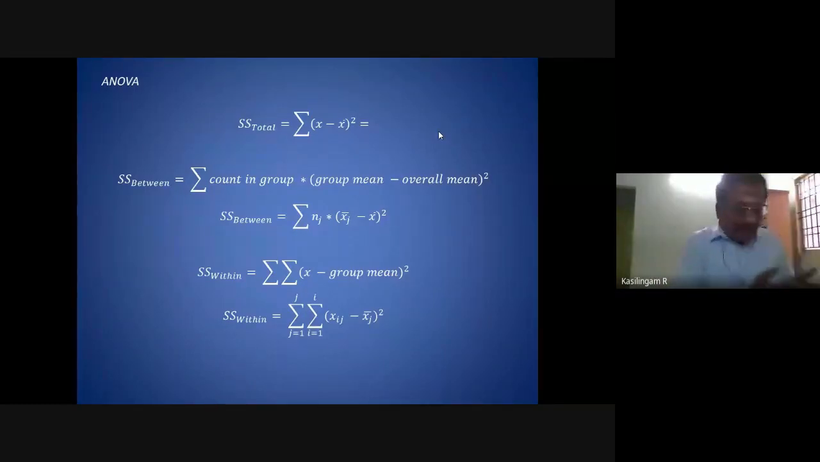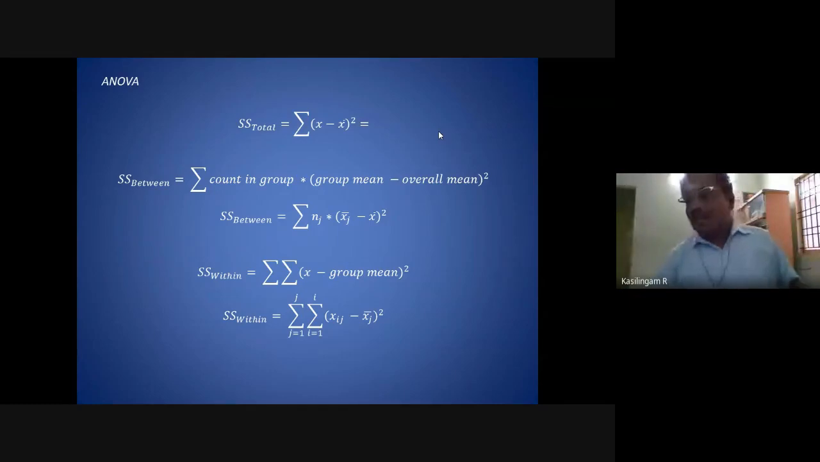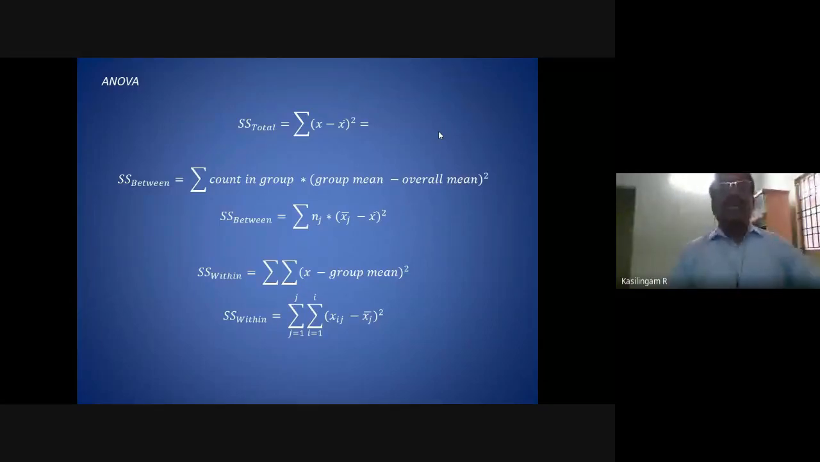So mean of that group minus overall mean squared into number of people in that group, plus next group, mean of that group minus overall mean squared into number of people. That is why we have put the sum. If you find it this way, you will get the between groups sum of squares, between the four groups. Then within groups.